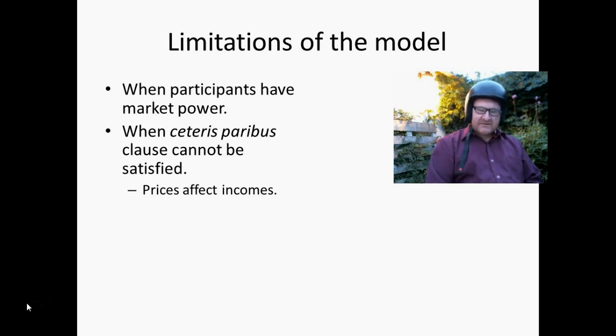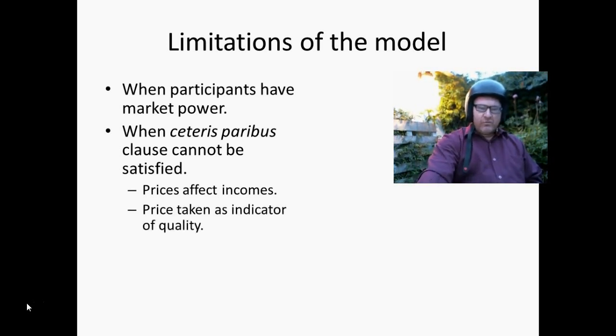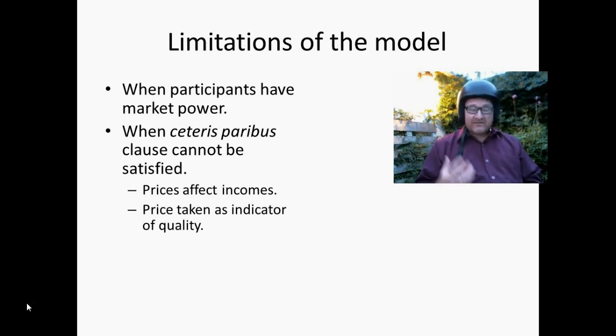So, if prices affect people's money incomes, then not only does the price change, so you would be moving along the demand curve, but the demand curve will simultaneously shift. So it's not a very good model in that case. Or if price is taken as an indicator of quality, so the change in the price changes consumers' preferences about the nature of the product that they're buying. In that case, it's questionable whether you can draw a demand curve, because the demand curve is premised on the idea that the consumer maintains their perception of the nature of the product, irrespective of what the price is.